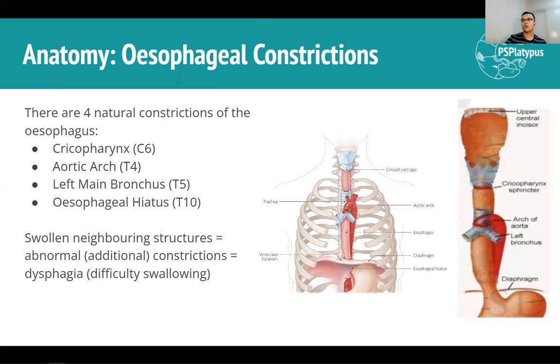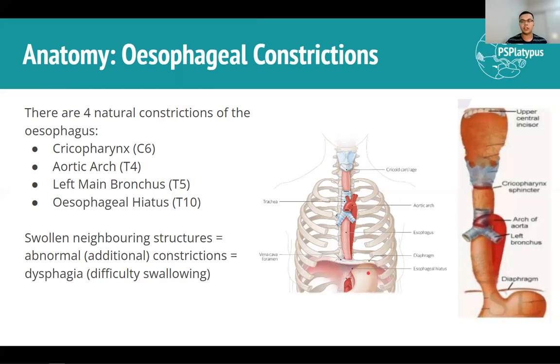And then if you go further down, you also have your left main bronchus or your left primary bronchus at T5, also causing some slight constriction of the esophagus. So again, C6, T4, T5, and then your final constriction is actually relatively easy to remember because you would have covered the hiatal openings of the diaphragm last year, is the esophageal hiatus. So that's where your esophagus is going to pass through the diaphragm. And because the diaphragm is a muscle that bounds and surrounds the esophagus, it's obviously going to constrict it a little bit there as well.